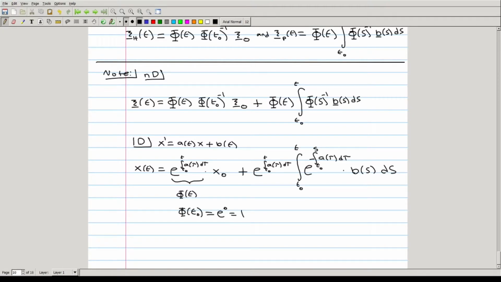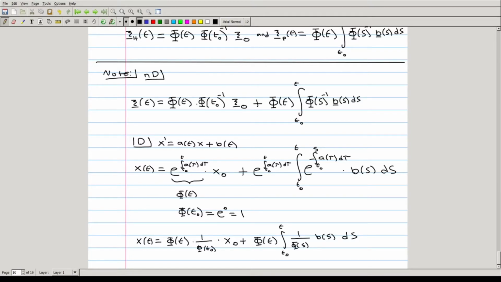So if you want to rewrite your formula from before, you can rewrite this as x of t is equal to phi of t times 1 over phi of t naught times x naught plus phi of t times the integral from t naught to t of 1 over phi of s times b of s ds. This is for the 1D scenario. But you can hopefully clearly see that this formula is directly related to the general formula that we found for systems of first order differential equations.